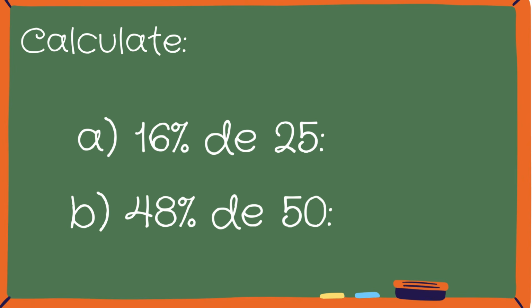50% of a number is half of that number, obviously, and 25% of a number is a quarter of that number. But here we have something different. Look, 16% and 48% are slightly inaccurate percentages. And that's the difficulty for the student.